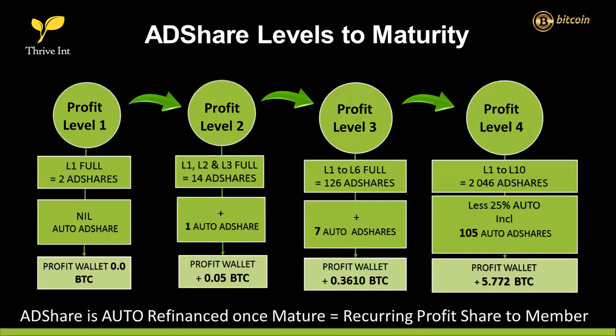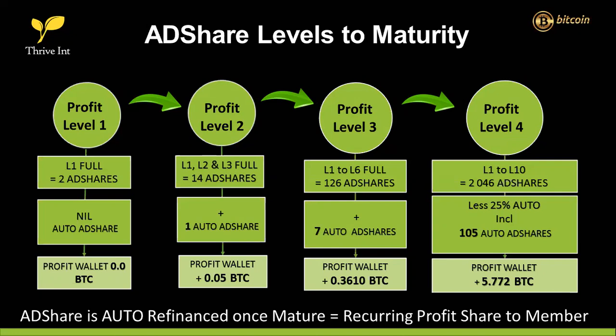And at profit level number 1, that's when you get started. That's when you actually qualify for income or for profit, is when you've got 2 Adshares on your level 1. And that doesn't necessarily have to be direct referrals. It can also be spillover. So you actually only start earning a profit when you hit profit level number 2. And that's when you've got that force matrix filled up from level 1 to level 3. It's a total of 14 Adshares. The retention wallet now buys 1 additional Adshare in your name, and you get a profit of 0.05 Bitcoin paid into your profit wallet. Now that auto Adshare becomes part of your structure.